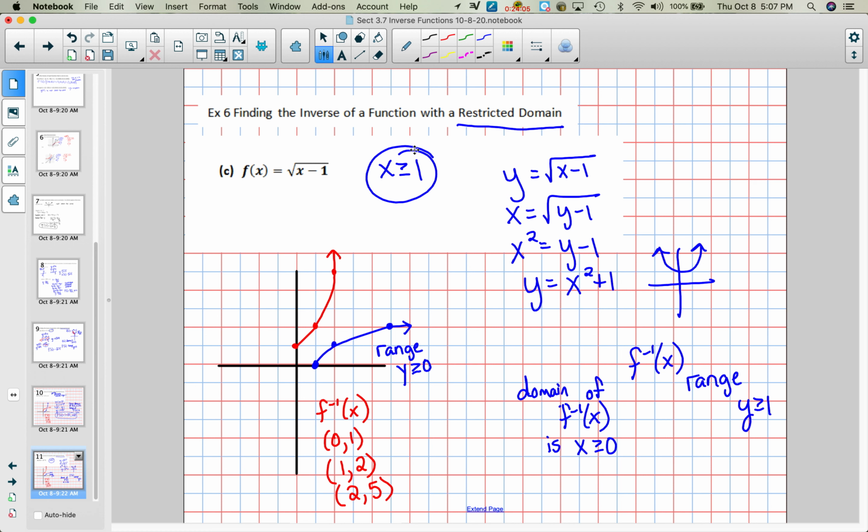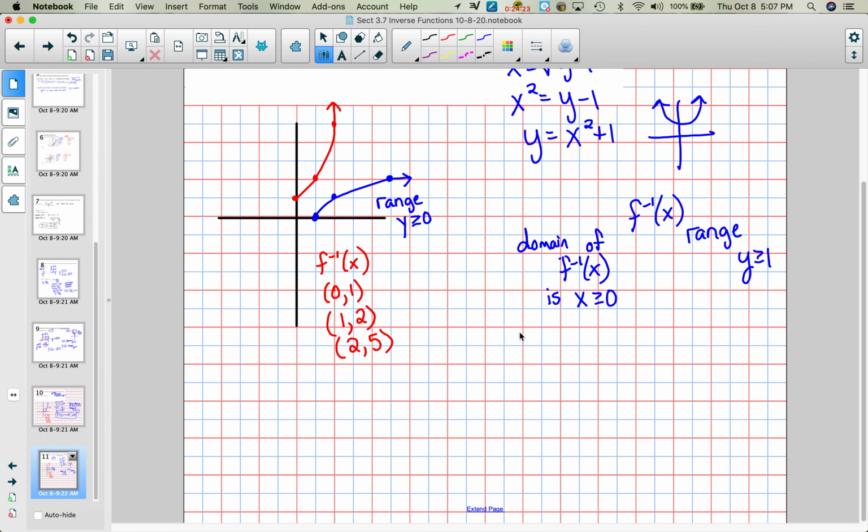So it is true that the domain of the function becomes the range of the inverse, but it's also true that the range of the function becomes the domain of the inverse, and that's what I had to think about so that I could know which piece. So when I write my answer, I'm going to write f inverse of x equals x squared plus 1, but then I have to restrict the domain, and that's going to be x is greater than or equal to 0.